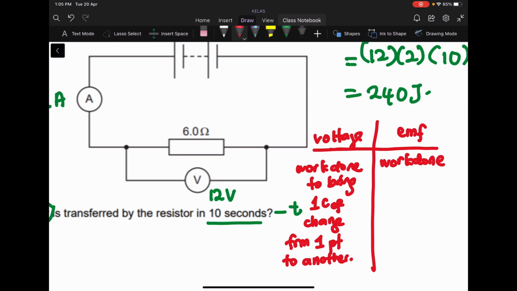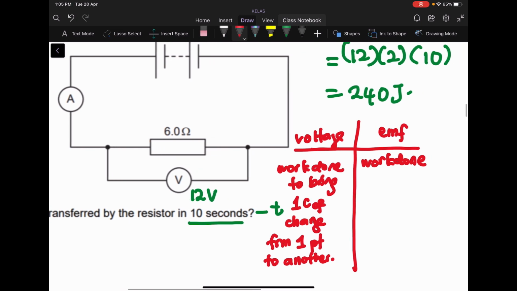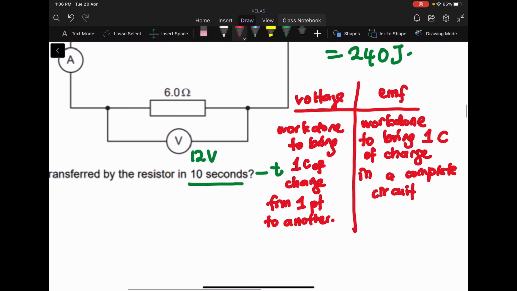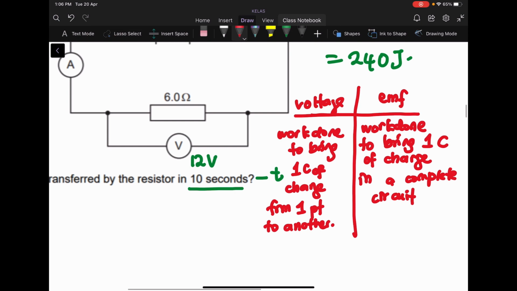Work done to do what? Lift weights, lift a dumbbell? Work done to bring 1 coulomb of charge also. From where? In a complete circuit. Are they different or the same? Are voltage and EMF the same? Still don't want to answer.